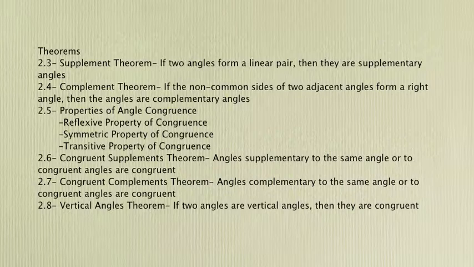The congruent supplements theorem says that angles supplementary to the same angle or to congruent angles are congruent. The congruent complements theorem says that angles complementary to the same angle or to congruent angles are congruent. The vertical angle theorem states if two angles are vertical angles, then they are congruent.